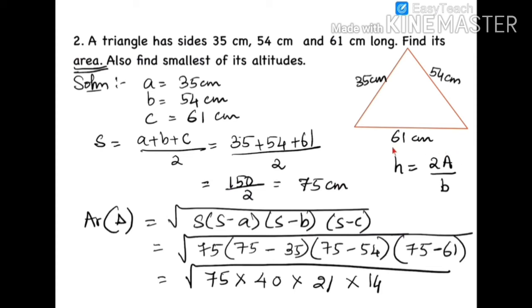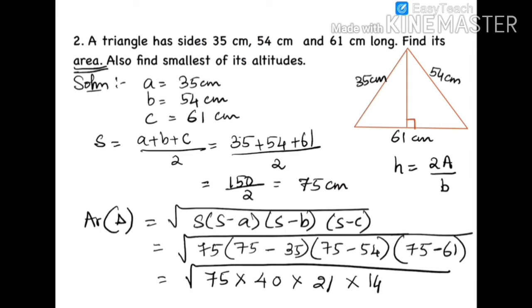Notice that in this formula, base is in the denominator. That means height is inversely proportional to the corresponding base. So, if base is a larger number, then the height will be smaller. So, the smallest altitude will correspond to the largest base. So, here the longest side is 61 centimeters. So, an altitude from the opposite vertex to this base will be the shortest altitude.